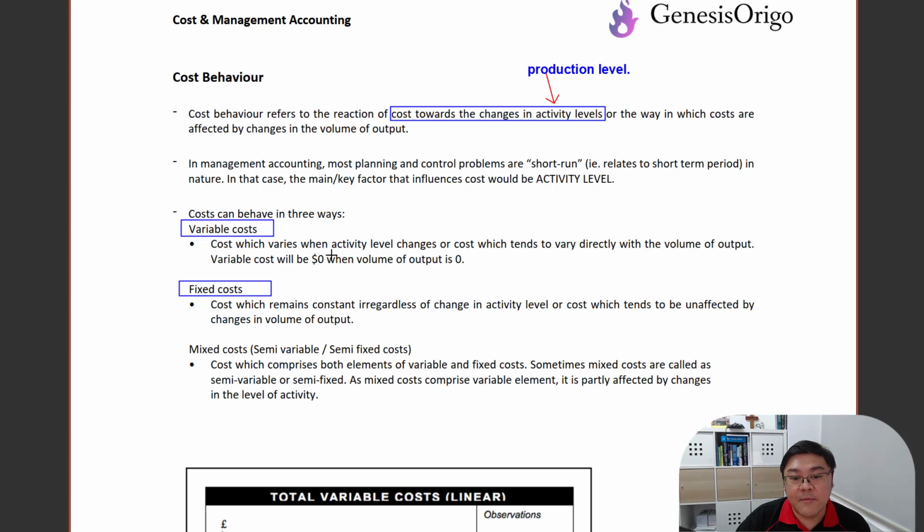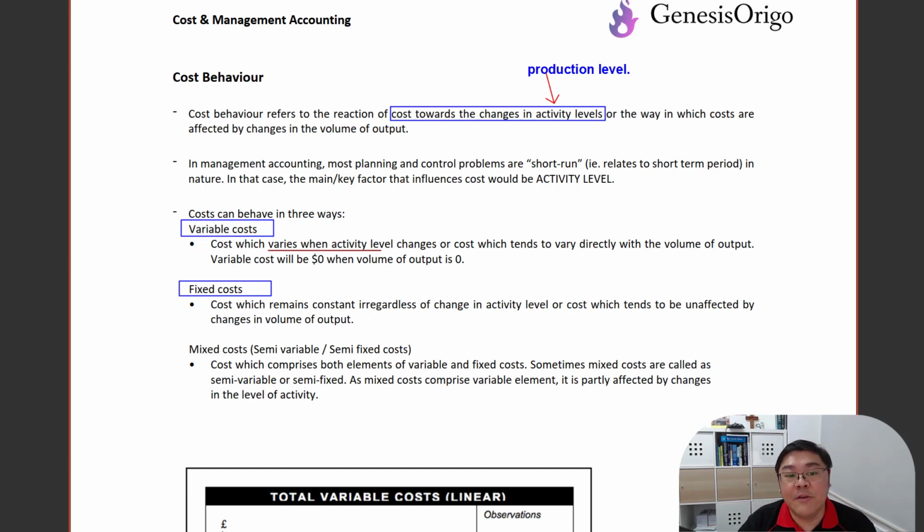So what do you mean by a variable cost and what do you mean by a fixed cost? A variable cost is basically defined as those costs that will vary with the activity level. When you say the costs vary with the activity level, that means when you increase your production, the cost goes up. When you reduce your production, the cost comes down. And when you don't produce, you don't have a cost.